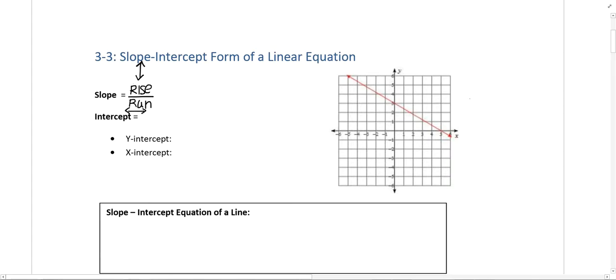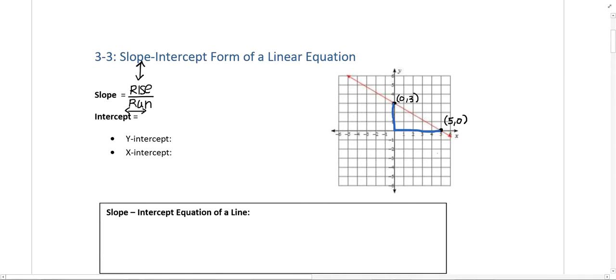So, for example, in this line, if we can find two nice points, such as this one right here, which is the point (0, 3), and I can also see this point right here, which is the point (5, 0), we can find the slope by making a triangle and then looking at what the rise and the run are. So, let's make a right triangle going from one point to the other. You could also go this way. It doesn't matter, but you don't need to go both ways. Just one is fine.